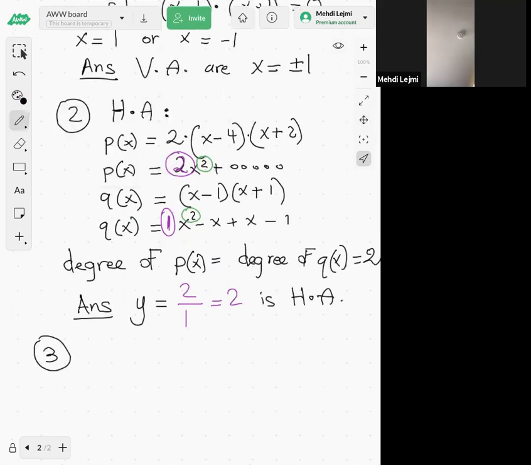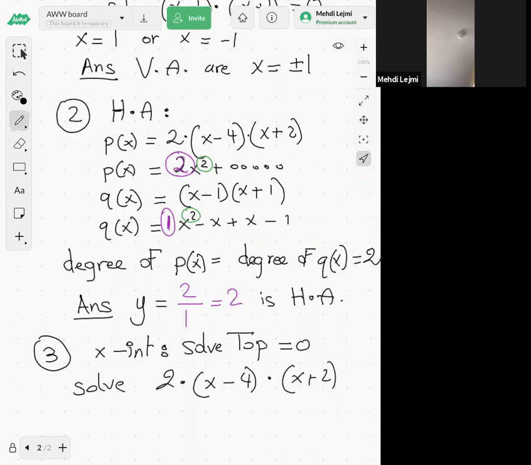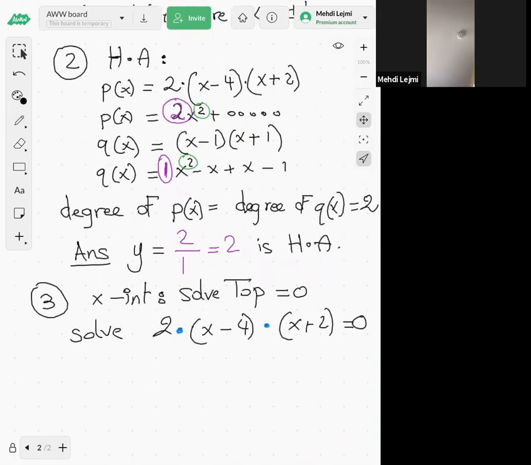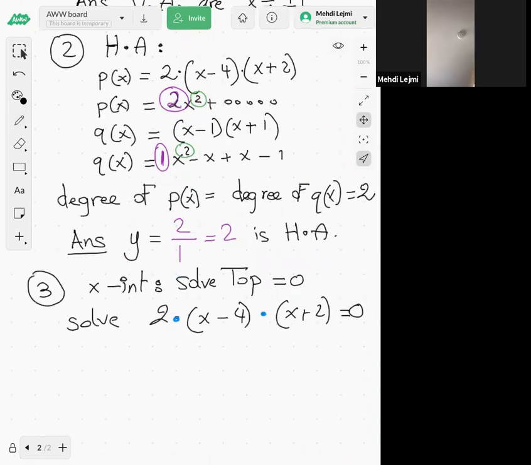So for the x-intercepts, we have to solve the numerator, which is the top, equal to 0. So we have to solve 2 times (x minus 4) times (x plus 2) equal to 0, right? This is a product equal to 0. Here we have a product of 2 with the (x minus 4) with the (x plus 2).